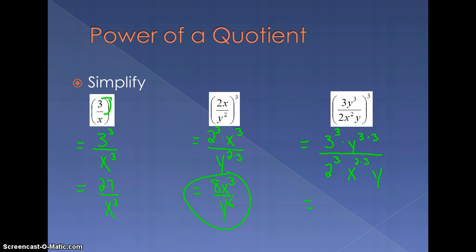So finally we simplify this. 3 cubed is 27. 3 times 3 is 9, so we have y to the 9th, all over 8 x to the 6th y. And we would need to do one more simplification here, because I have y to the 9th over y to the 1st. So this y would cancel. This would become y to the 8th power. So my final answer for this one is 27 y to the 8th all over 8x to the 6th.